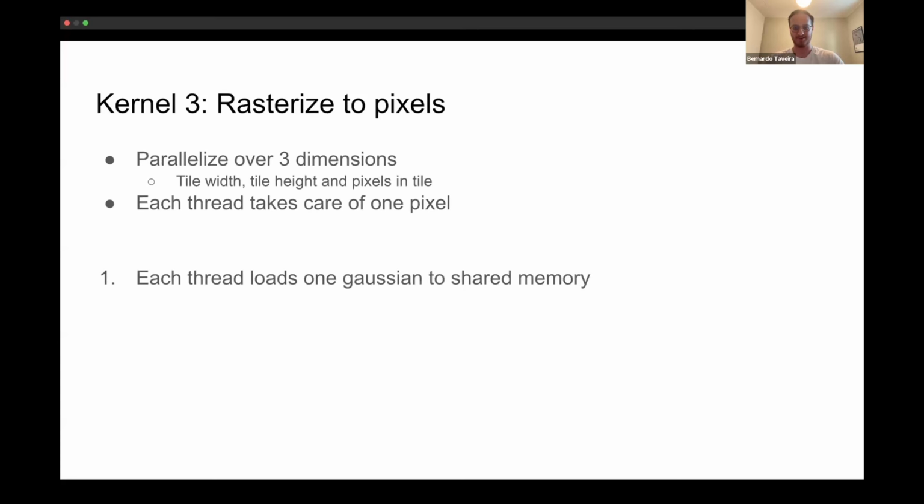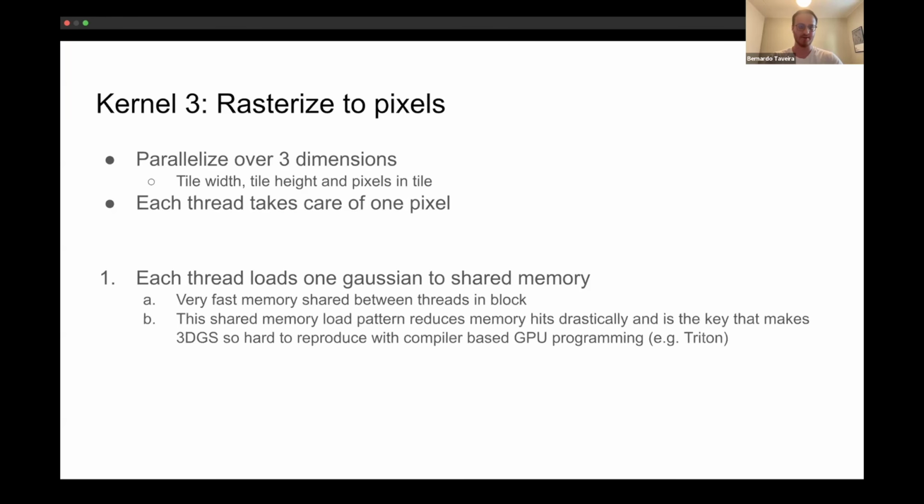So here comes the interesting part, and what I like is how the algorithm goes, which is very simple. Each thread first loads one Gaussian into shared memory. This shared memory is shared within the tile. So each pixel in a tile is loading a different Gaussian. This shared memory, as a lot of you should probably know, is very fast memory shared within a block.